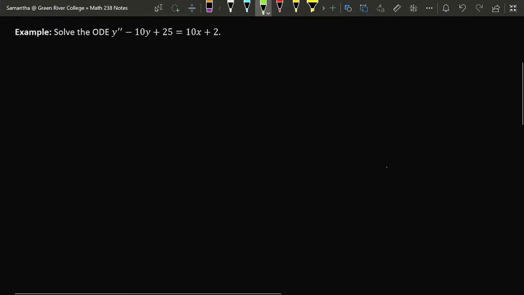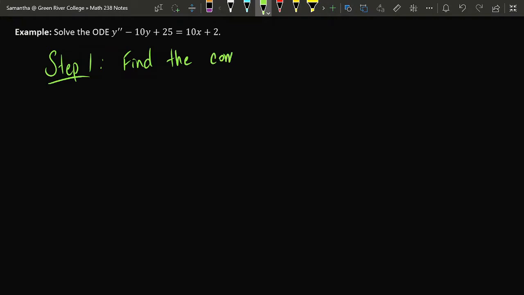Alright, let us describe all solutions to the differential equation y double prime minus 10y prime plus 25y is equal to 10x plus 2. So I'm going to break this down into a couple of different parts. Step 1, I'm going to find the complementary function y sub c.